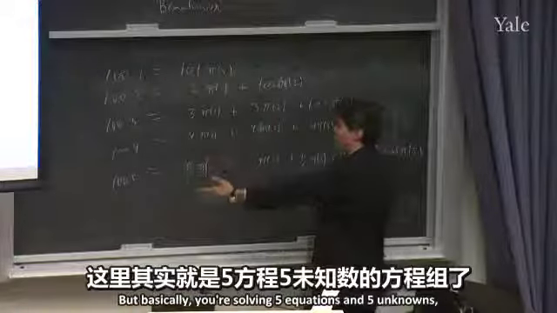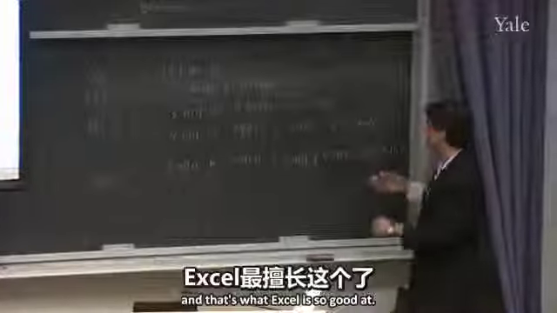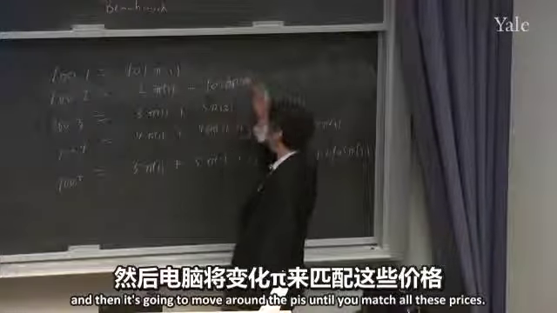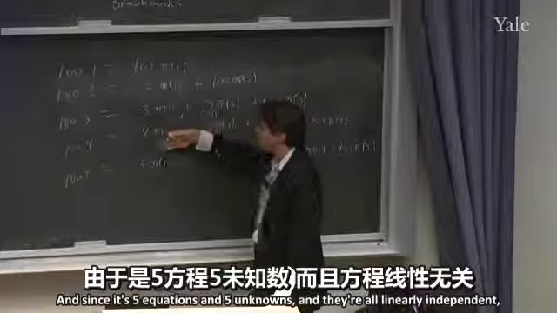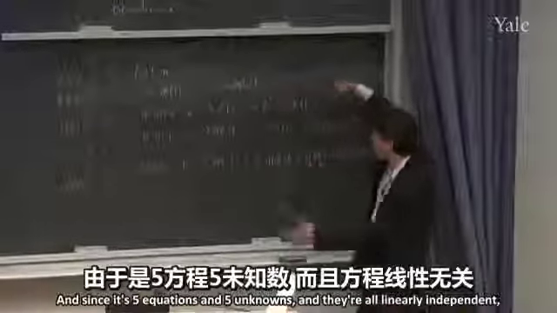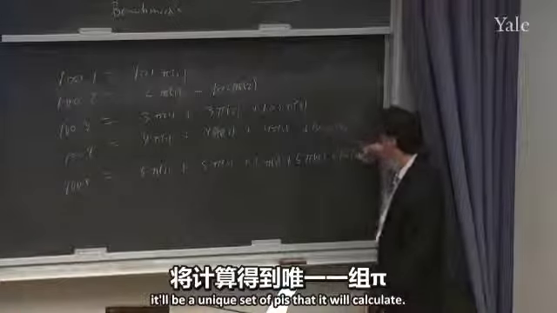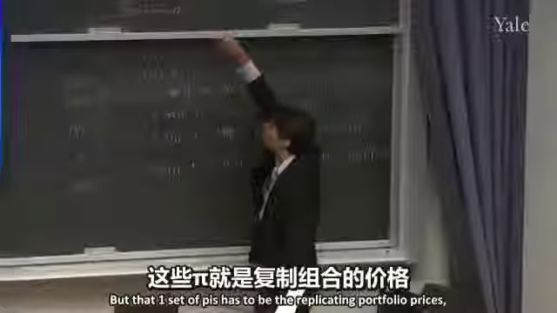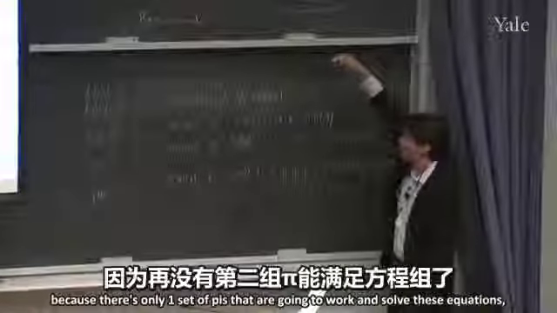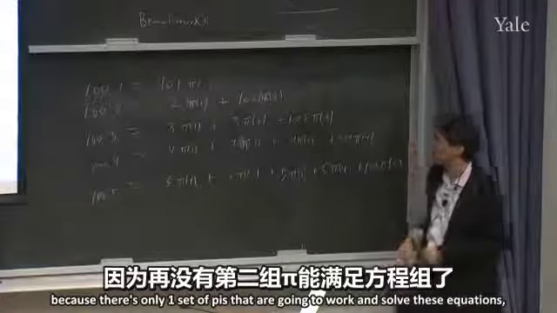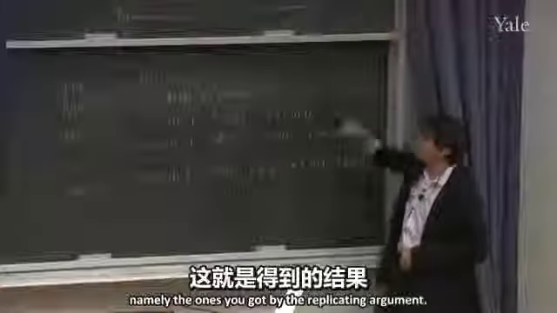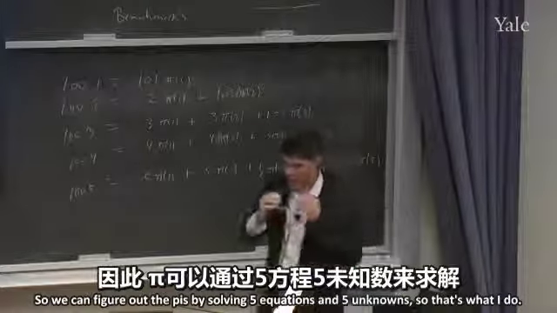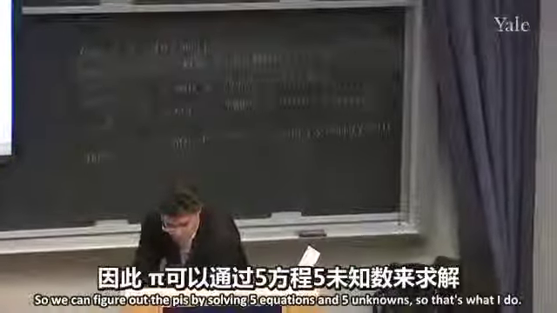Basically, you're solving 5 equations and 5 unknowns, and that's what Excel is so good at. It's going to start with a wild guess of the pi's, and then it's going to move around the pi's until you match all these prices. And since it's 5 equations and 5 unknowns, and they're all linearly independent, it'll be a unique set of pi's that it'll calculate. But that one set of pi's has to be the replicating portfolio prices, because there's only one set of pi's that solves these equations, namely the ones you got by the replicating argument. So we can figure out the pi's by solving 5 equations and 5 unknowns. So that's what I do.